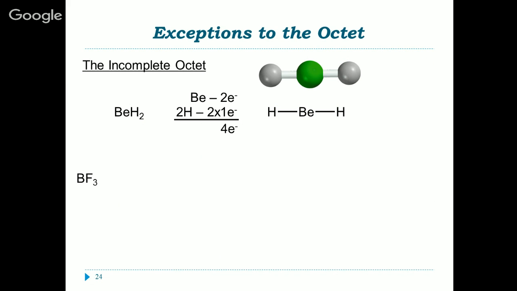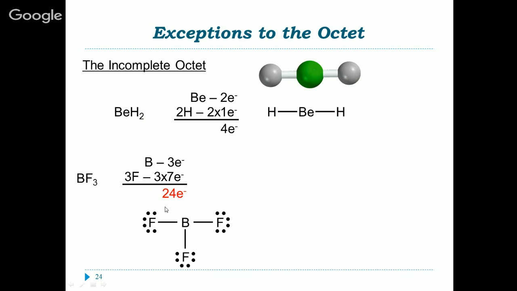How about boron trifluoride? This is considered an incomplete octet as well, not being able to have 8 electrons. Boron starts with 3, fluorine starts with 7. I have 3 fluorines, so 3 times 7, 21. 3 plus 21 gives me a total of 24 electrons. Boron trifluoride. Boron shares its 3 electrons with fluorine.